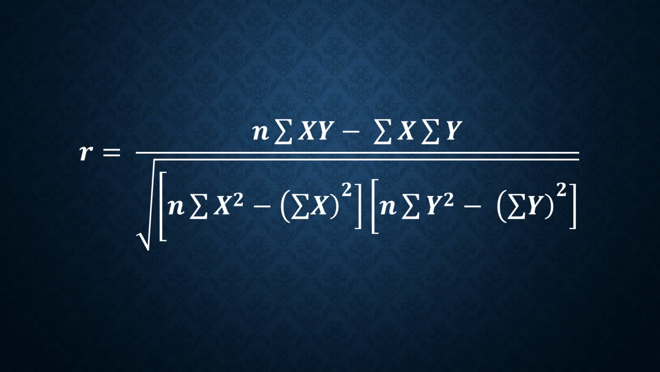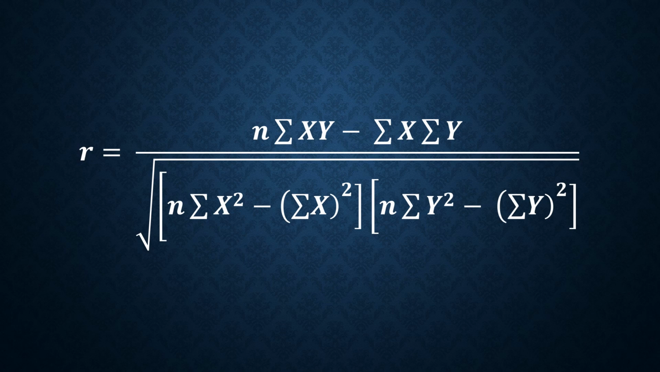And then the first thing that you are going to do in order to simplify this is to start substituting all the given values. After substituting all the given values, you will be simplifying all of this, starting with the summation of xy minus the summation of x times the summation of y.